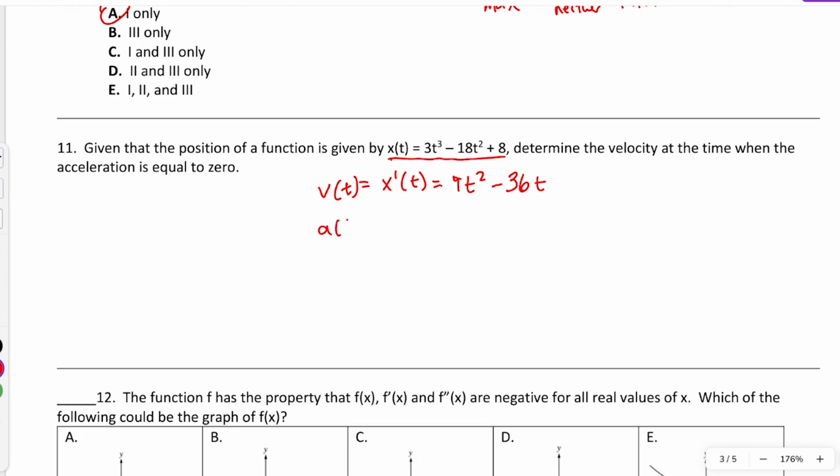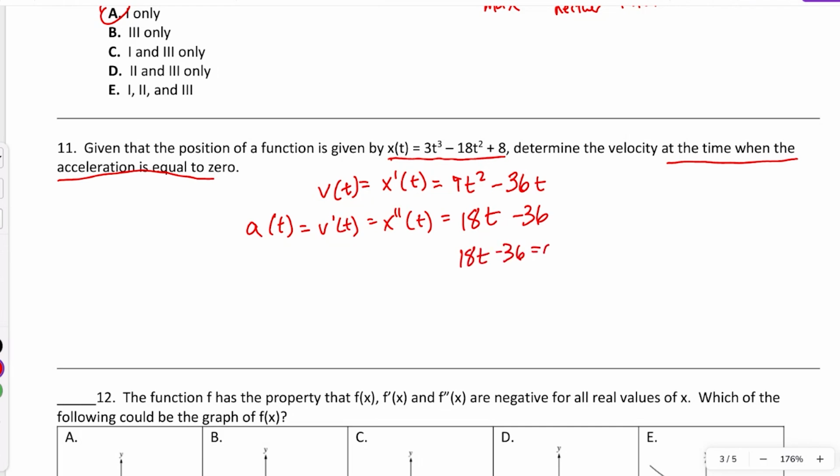Now let's find the acceleration equation, which is the second derivative of the position, or another way to think about it is it's the first derivative of the velocity. So all these three functions are basically the same thing, and it's the derivative of the expression we just wrote. So that's 18t minus 36. So we're going to find at what time the acceleration was 0, because it's asking for the time when the acceleration is equal to 0. So we'll set 18t minus 36 equal to 0, add 36 to both sides, and divide both sides by 18, and we get t equals 2.